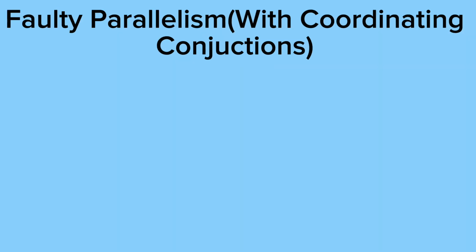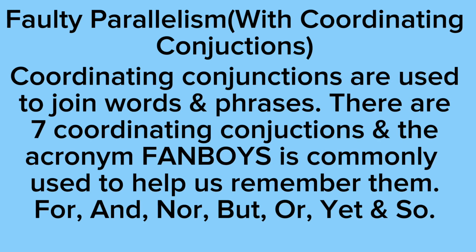So in the next few slides, we'll be discussing faulty parallelism with coordinating conjunctions. So what is a coordinating conjunction? Coordinating conjunctions are used to join words and phrases. There are 7 coordinating conjunctions, and the acronym FANBOYS is commonly used to help us remember them. F for for, A for and, N for nor, B for but, O for or, Y for yet, and S for so.